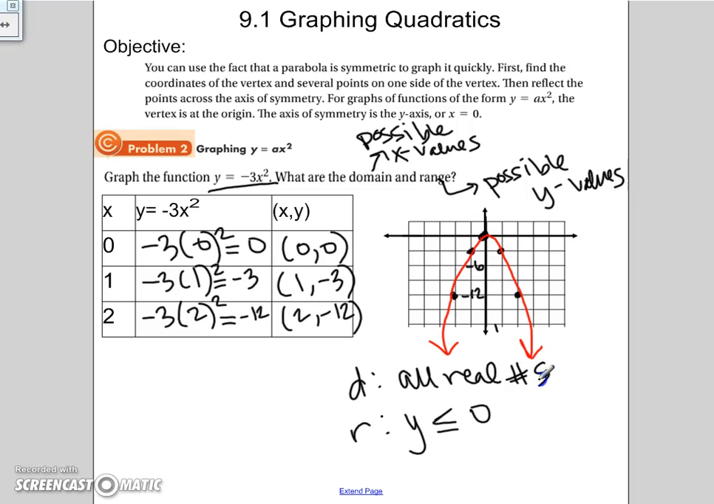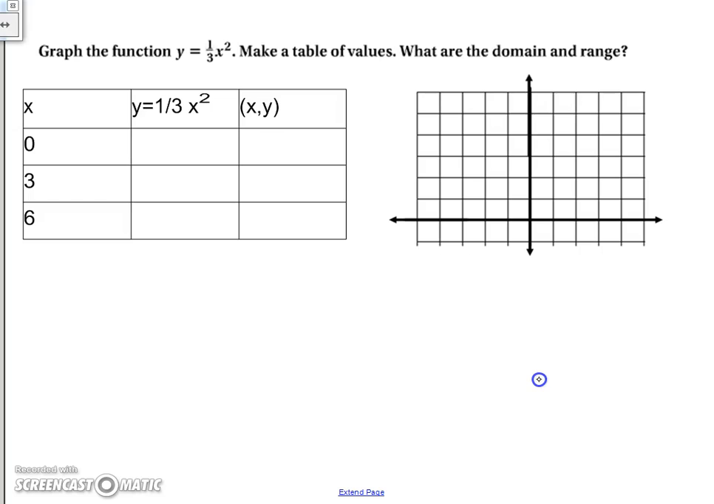Going through the next problem, we notice we have a fraction on this one that we need to graph. You notice the points on the side that we're going to be using for our x values are a little bit different. We're not using 0, 1, and 2 anymore.